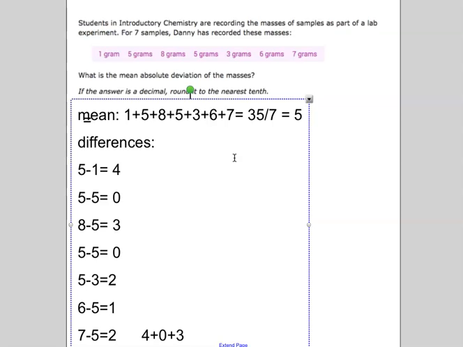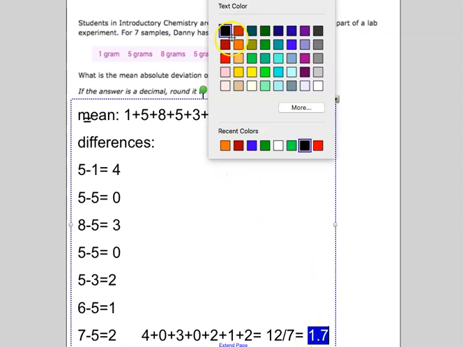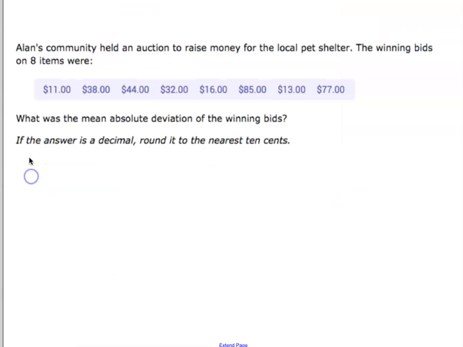4 plus 0 plus 3 plus 0 plus 2 plus 1 plus 2, and that gives you 12. And then you divide that by, there were 7 data points. So you divide 12 by 7, and you are going to round to the nearest tenth. So 12 divided by 7 is 1 7/10. And that is your mean absolute deviation. So first you find the mean, then you find how far each point deviates, and then you find the mean of that. I'm going to do one last example.